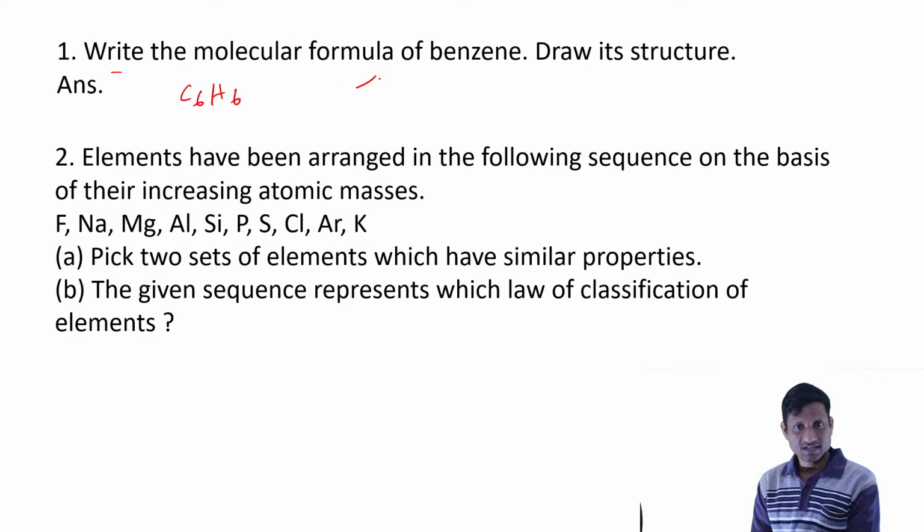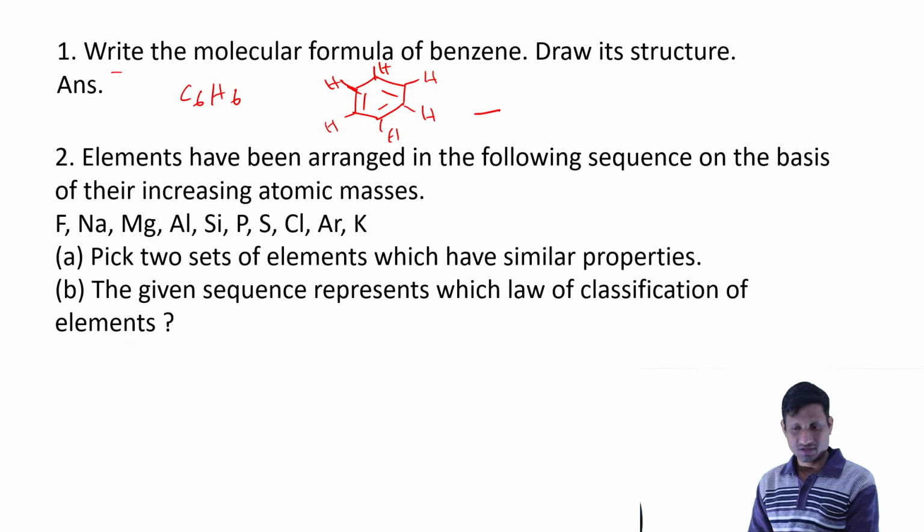So basically the structure of the benzene is like this. Okay, so we are having six carbons in a ring structure, and this is how we write it. Each carbon contains one hydrogen. And now we can see we are having the C6H6 structure, and this is our benzene. Okay, so this is the first question.